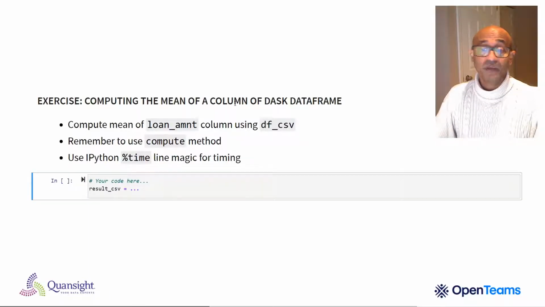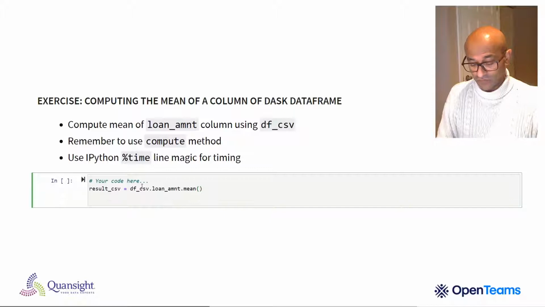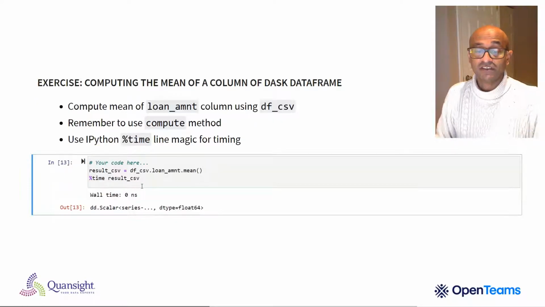But it took about a second to do that, so that's actually quite a bit faster. So if I compute the mean of a column of a data frame, what I'll do here is take my data frame df_csv, extract the loan amount column, and apply the mean, and I'll store that in an object called result_csv. So if I use the time magic to work that out, and I just look at result_csv, it returns initially as what's called a Dask scalar object, and it's unevaluated.